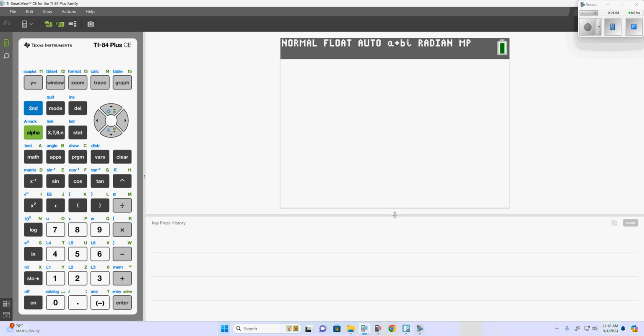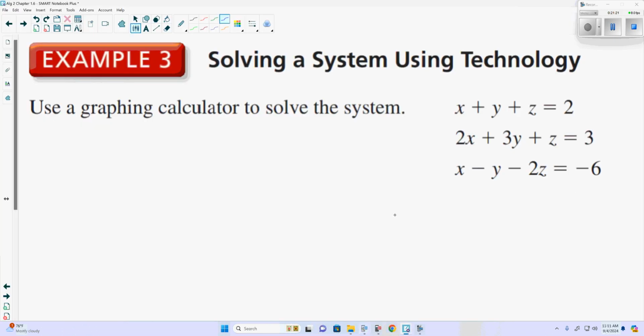Now, I will tell you one thing about both of the calculators that I do use up on the board. If you notice at the bottom, if I do remember to clear it, I'll try to. That space below the screen is a key history. So it'll track everything that I do for this here. All right? So the first thing we need to do for this problem is to rewrite this in our augmented matrix.